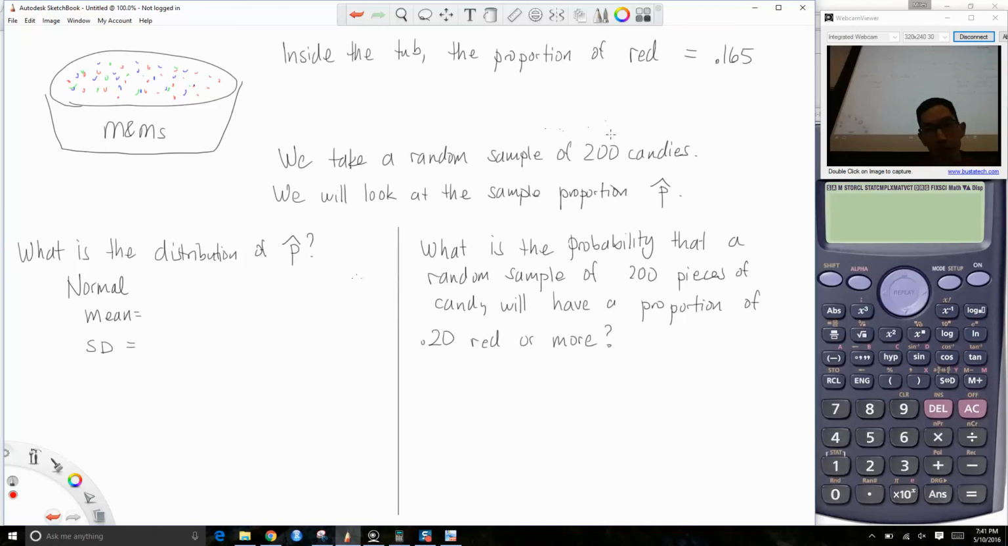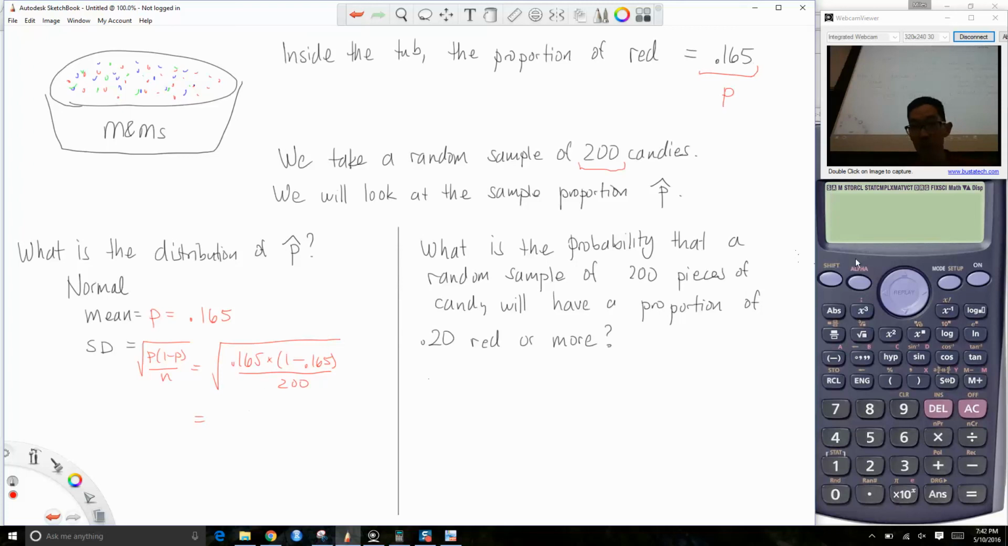Okay. So we've looked at this. We should have identified this as our P. And so the normal model has a mean equal to P. So our mean is going to be 0.165. We're going to take a random sample of 200 candies, so our standard deviation is the square root of P times 1 minus P over N, 0.165 times 1 minus 0.165 divided by 200, okay?